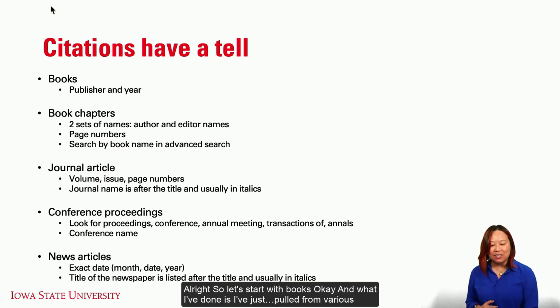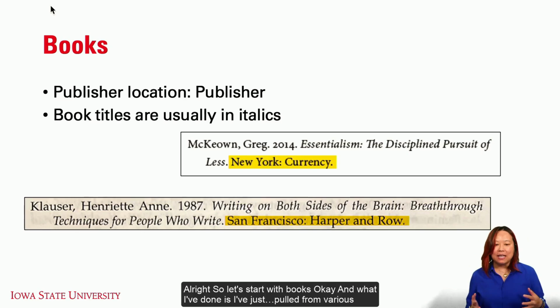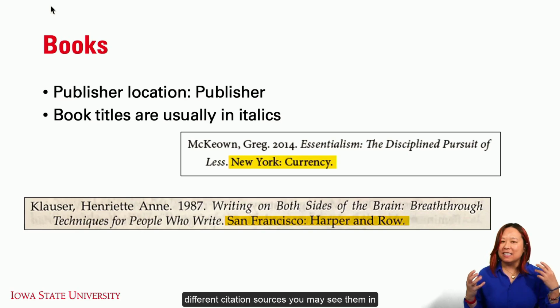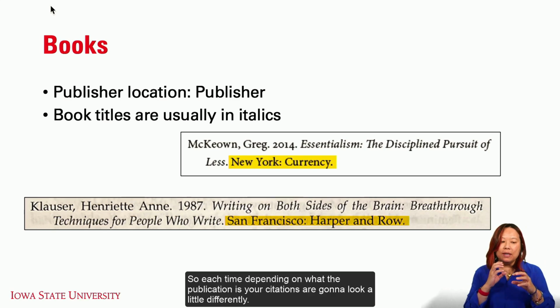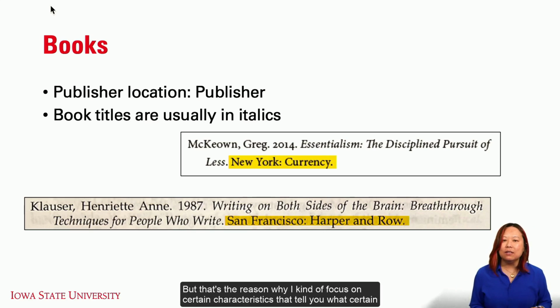All right, so let's start with books, okay? And what I've done is I've just pulled from various different citation sources. You may see them in MLA, APA, Harvard, Chicago style. So each time, depending on what the publication is, your citations are going to look a little differently. But that's the reason why I kind of focus on certain characteristics that tell you what certain things are.